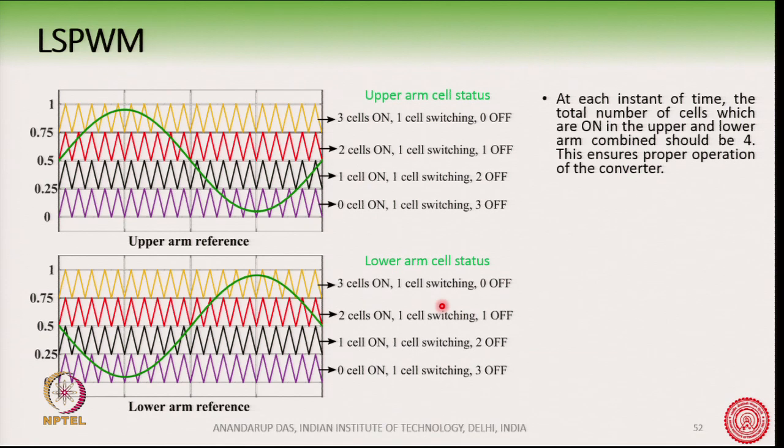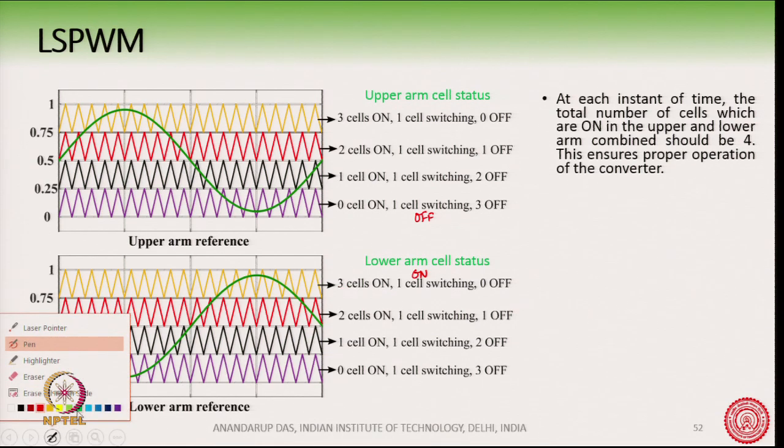Because then only you can make sure that there are always 4 cells turned on. So, here 3 cells are on, and if this is on and this is off, then you have 4 cells. The 2 cells which are switching in the upper arm and the lower arm are complementary. If this is on, then this is off. So, you can see that at any instant of time, the total number of cells in the upper and lower arm combined is equal to 3 plus 1, 4.